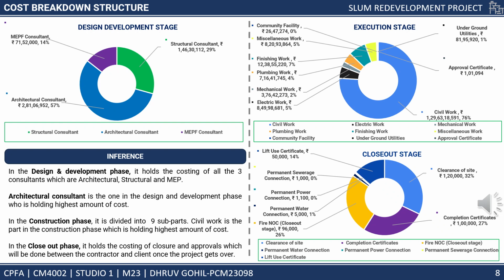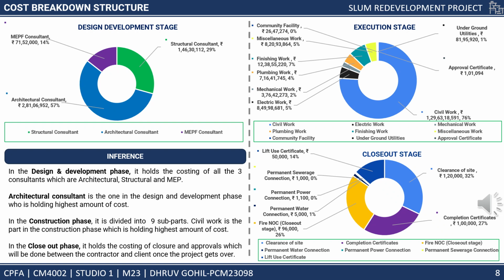Civil work includes RCC, masonry, plastering, and waterproofing. The table shows the summary cost of construction in the execution work. The total civil work along with the mechanical, electrical, plumbing, finishing and underground utilities costs rupees 160 CR approximately. Miscellaneous work is about rupees 8 CR approximately.